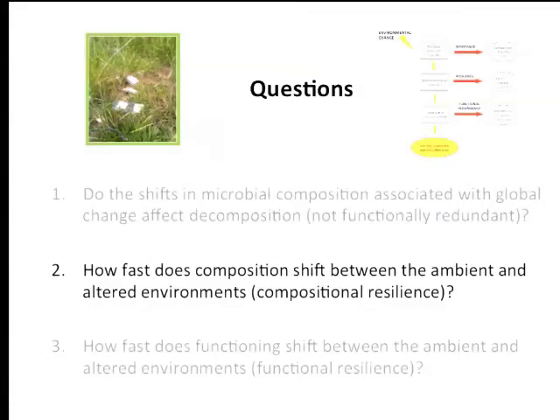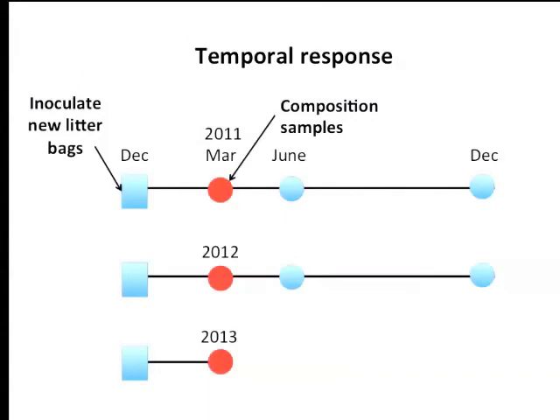Next, we wanted to ask how fast composition shifts between the two environments, because maybe it shifts right back. At the same time we're running the experiment trying to understand whether composition matters, composition is changing in our litter bags, and it's probably being selected for by the plot environment that's there. And so the answer to this question will give us some sense of the compositional resilience of the microbial communities.